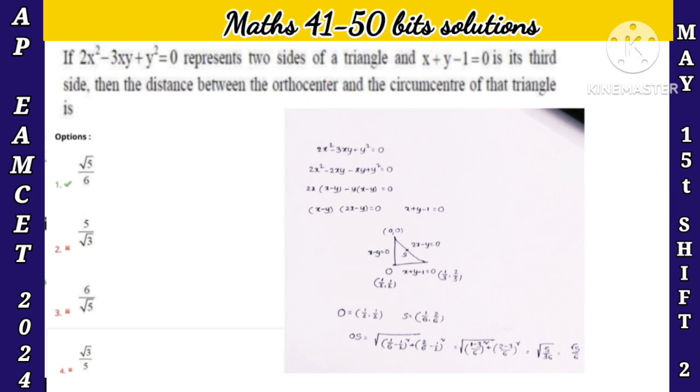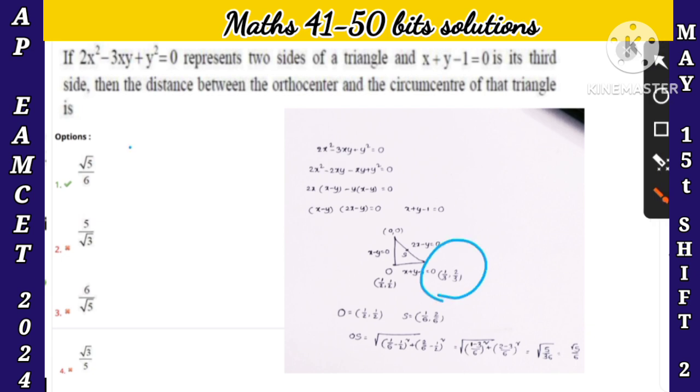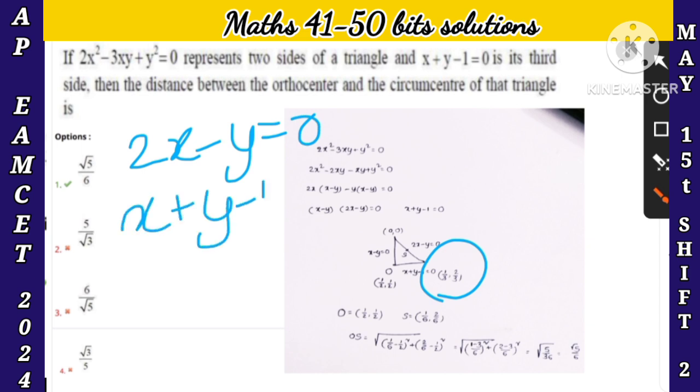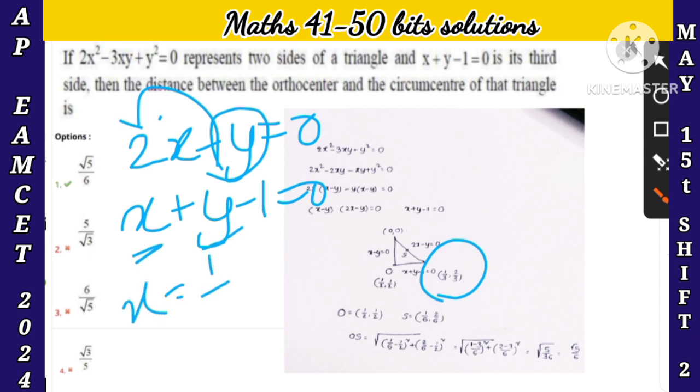Now coming to this point here, the lines are 2x minus y is equal to 0 and x plus y minus 1 equal to 0. What is the value of y here? y is equal to 2x. y is equal to 2x means x plus 2x, that is, x is equal to 1 by 3. Replace x is equal to 1 by 3 here: y is equal to 2 by 3.